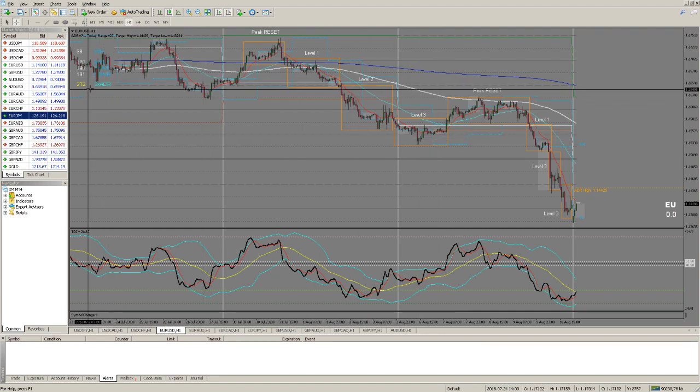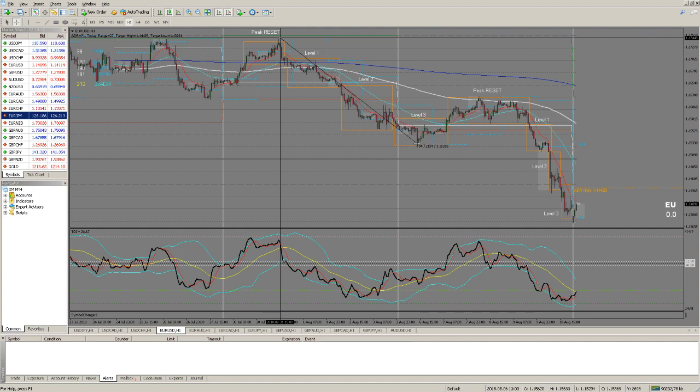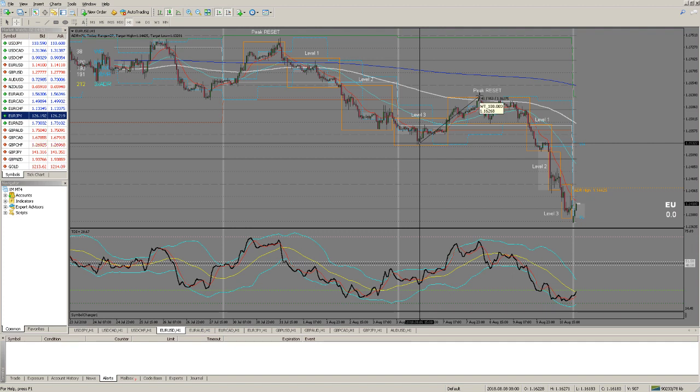The ADR times 3 is 212. We take from our peak down to this peak down here, we're about 212, just about to the dot. And then what it did was it reversed from there, gave us almost 2 levels of reversal.